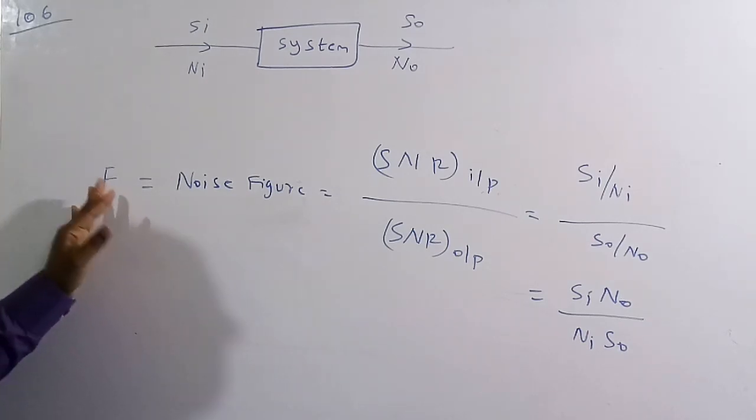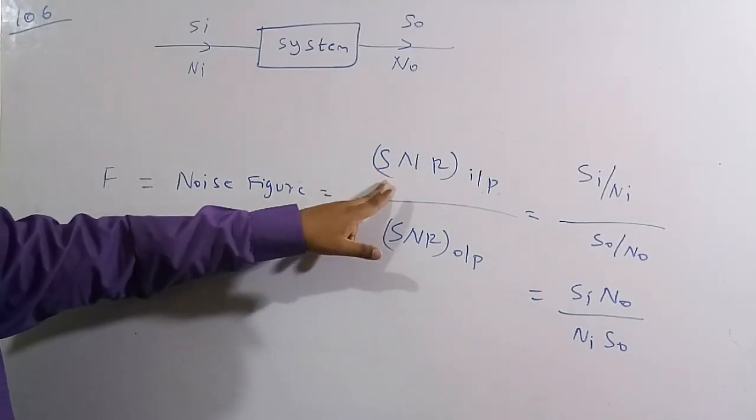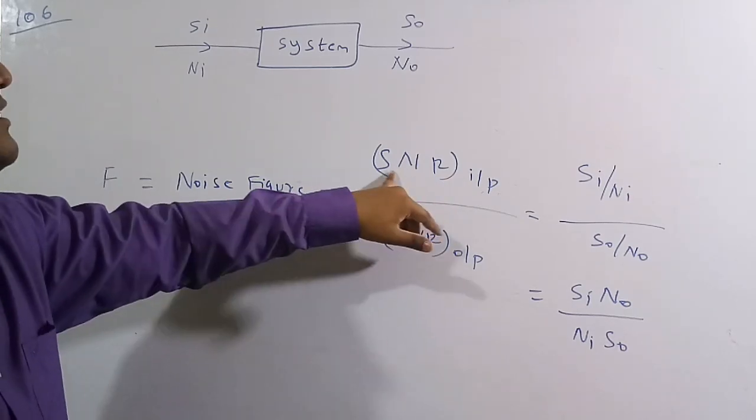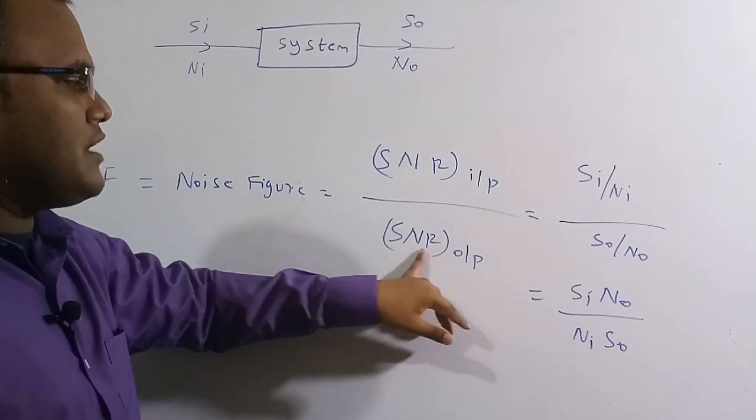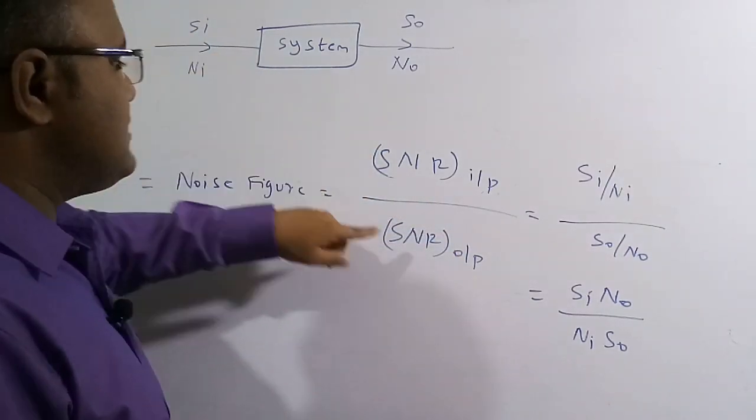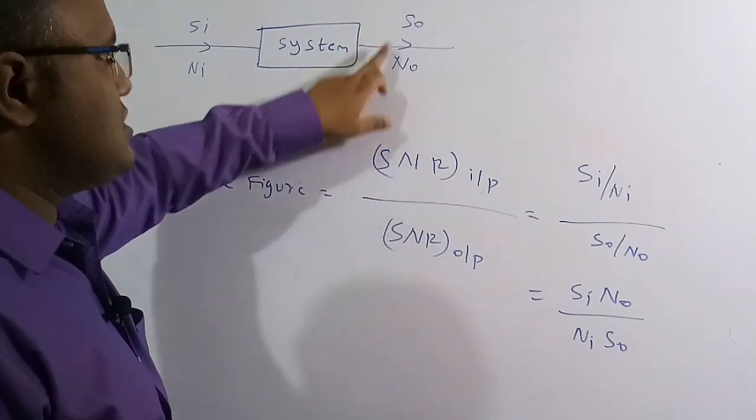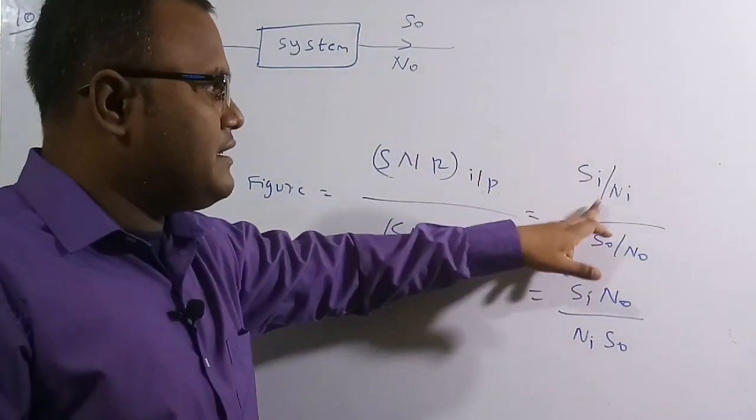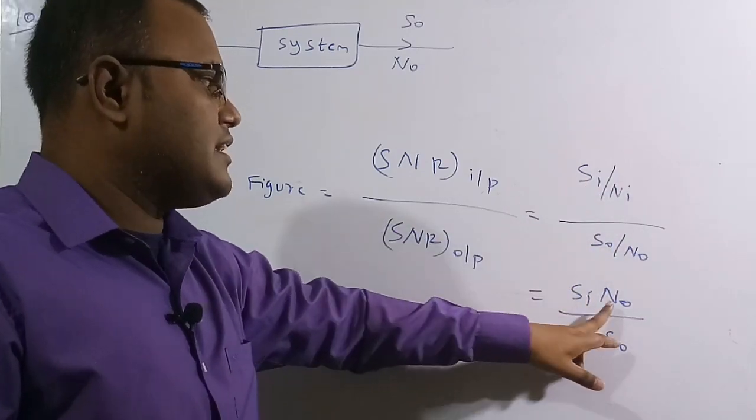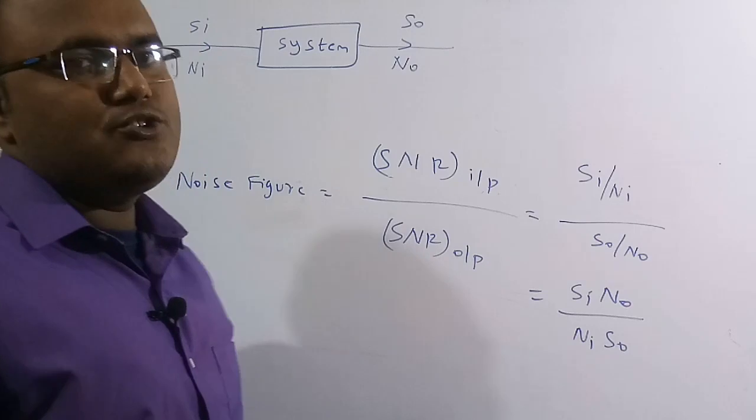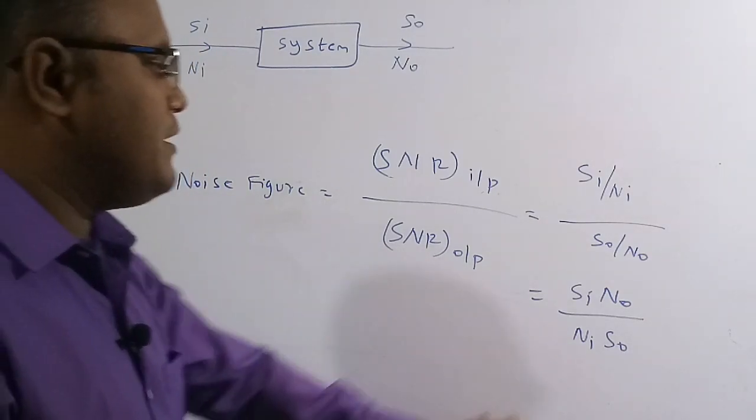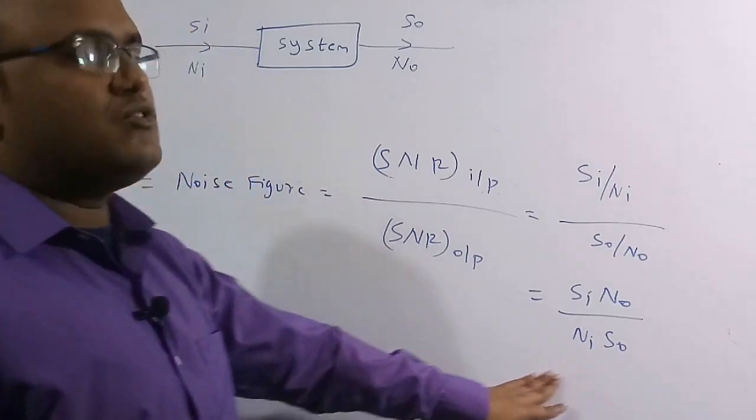Noise figure is represented by the symbol F. It is the ratio of the signal to noise ratio at the input to the signal to noise ratio at the output. The signal to noise ratio of input is Si by Ni, and similarly the signal to noise ratio of output is So by No. So F equals (Si by Ni) by (So by No), and if you rearrange this, finally we get Si into No by Ni into So. Therefore this is the noise figure for this linear network, which is Si No by Ni So. This is the correct solution of this question.